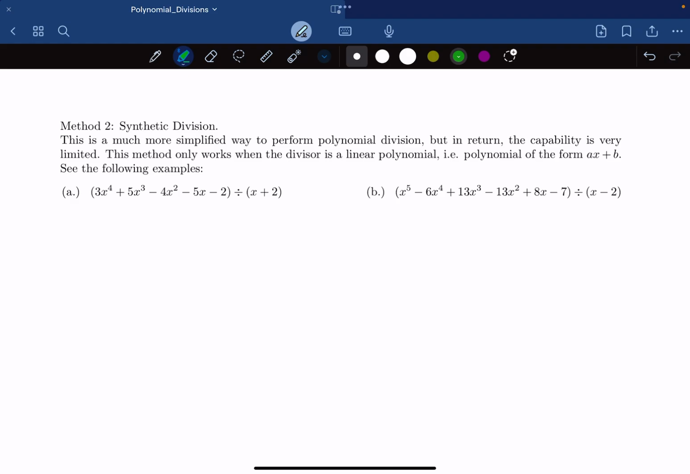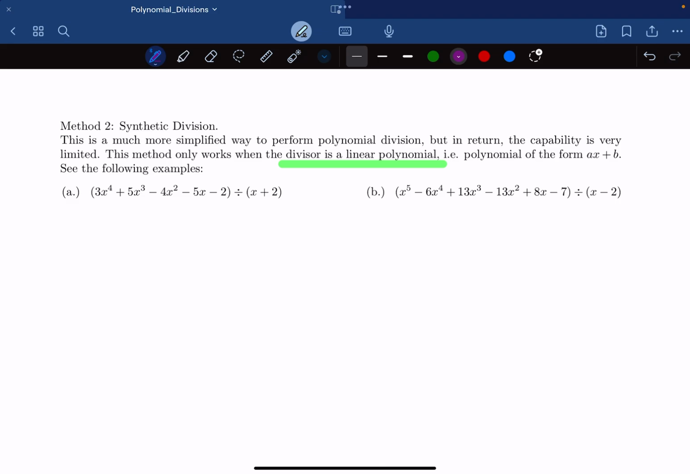So for polynomials, long division is universal. You can almost divide any polynomial as long as the dividend has a higher degree than the divisor. But for synthetic division, you can only use this when the divisor is a linear polynomial. In other words, it's a polynomial of the form ax plus b. Okay, ax plus b. So let's take a look at some examples here.